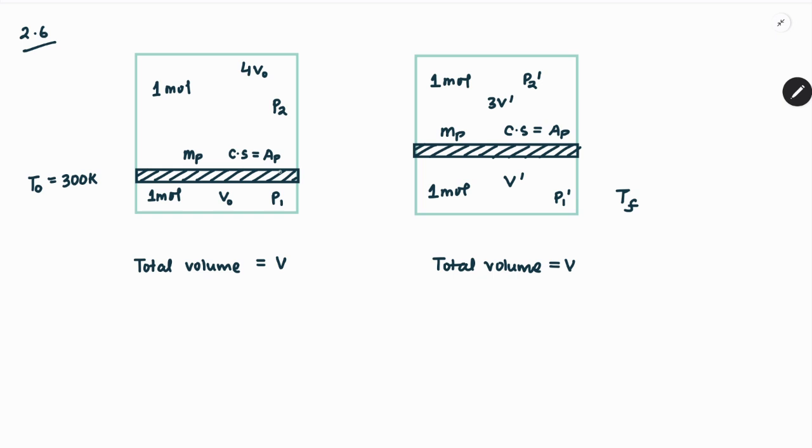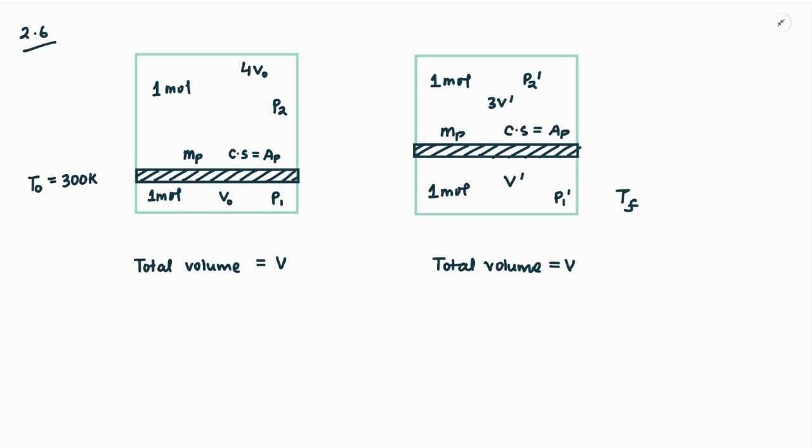We are considering that at equilibrium the pressure here is P1 and here it is P2, and the volume ratio is already given to us as V and 4, so V0 and 4V0 in this case. In the second scenario, the question is asking to what final temperature it should be heated so that the ratio becomes V and 3V. So here we have taken V dash and 3V dash. Again it contains 1 mole of gas on either side, with pressures P1 dash and P2 dash.